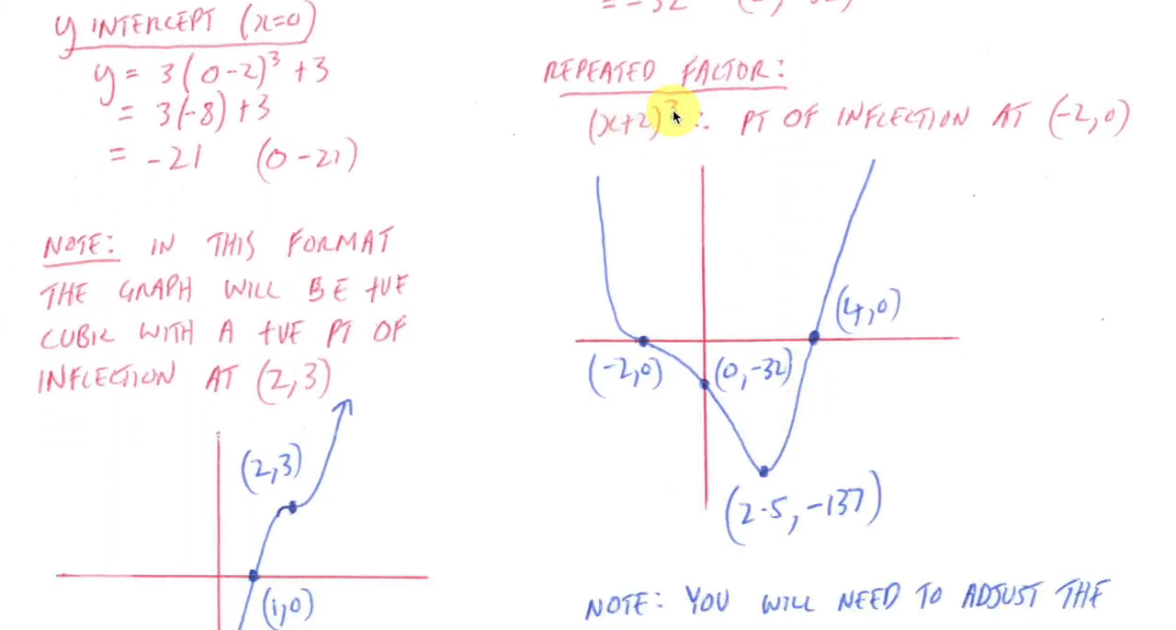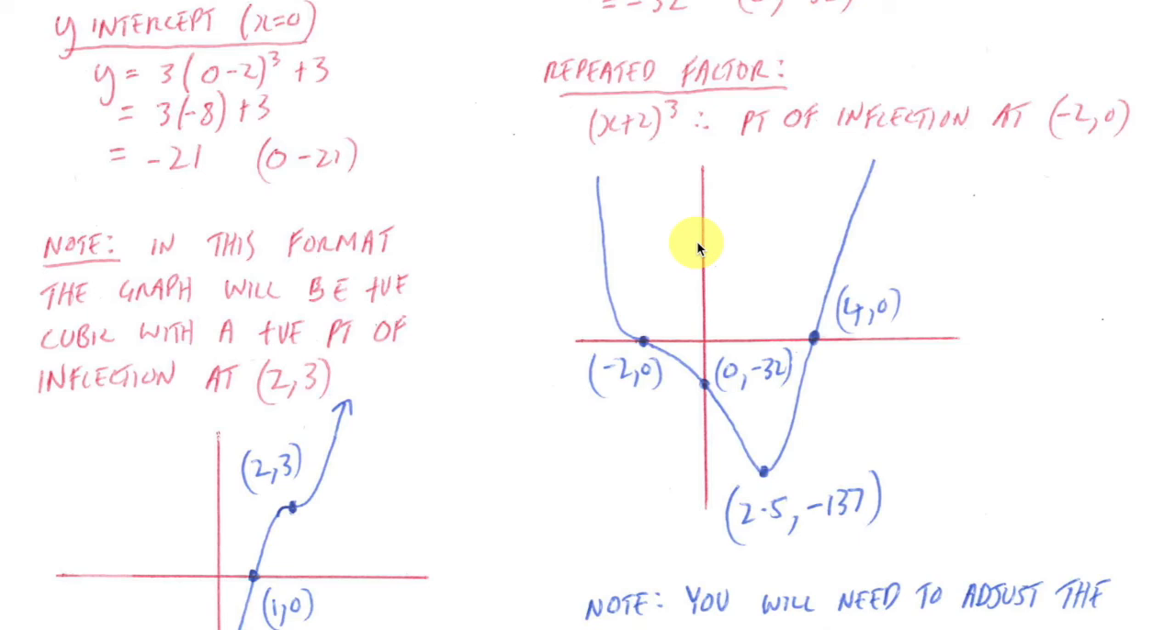I've got this to the power of 3, so I know it's going to be a point of inflection. It's either going to be a positive or a negative. All right, and there's nothing here I can tell. It's only going to be the creation of the graph that I can work that out. So at negative 2, 0, I'm either going to get a negative point of inflection or a positive point of inflection.